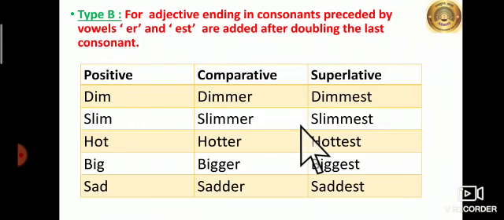Slim, slimmer and slimmest. Hot, hotter, hottest. Big, bigger and biggest. Sad, sadder and saddest. Students, I hope that you are reading after me and observing what things have changed, how the spellings have changed. With a change in the spelling it has become comparative, and one more time with a spelling change it has become superlative. This is the degree of comparison in adjectives that comes with a change of spelling.